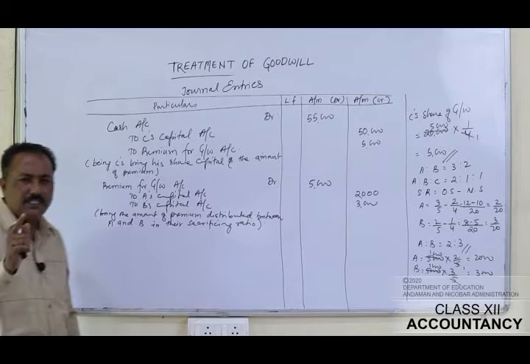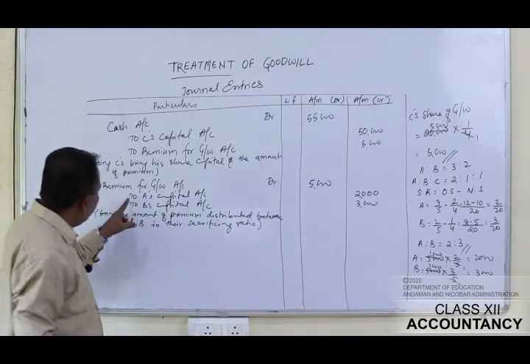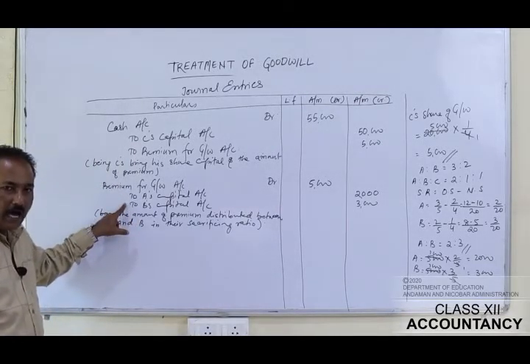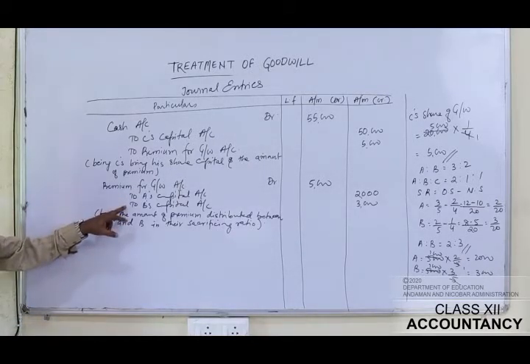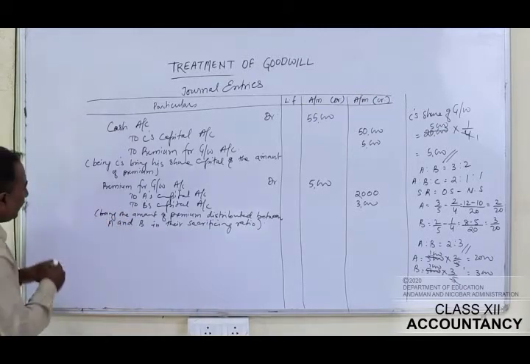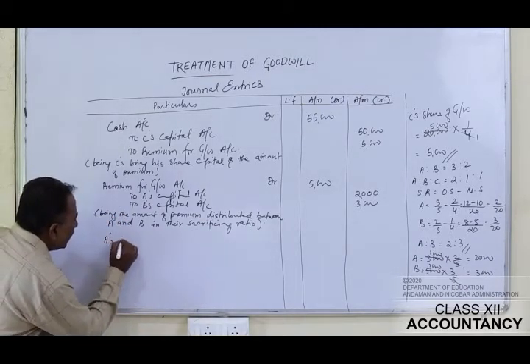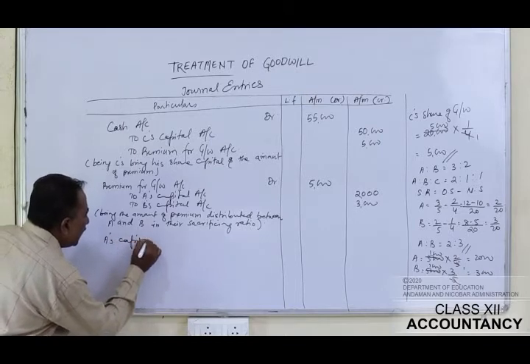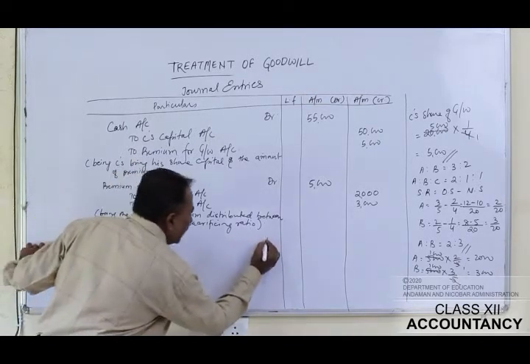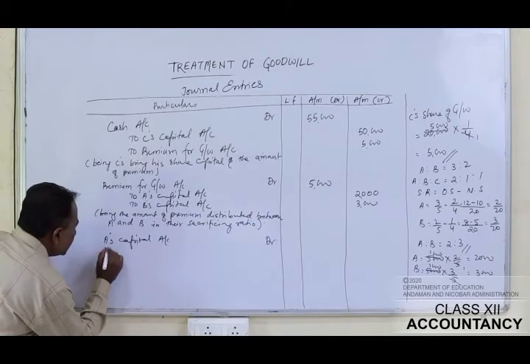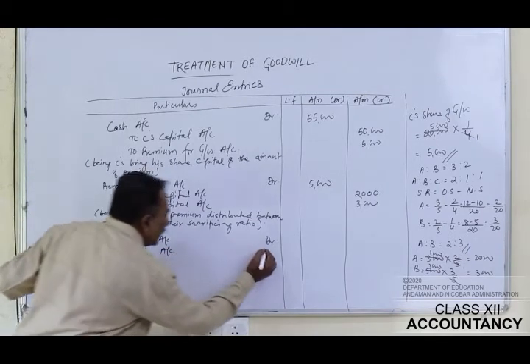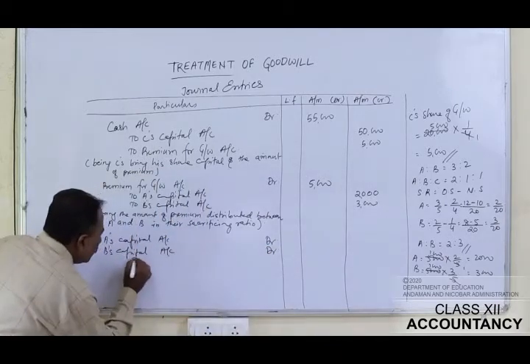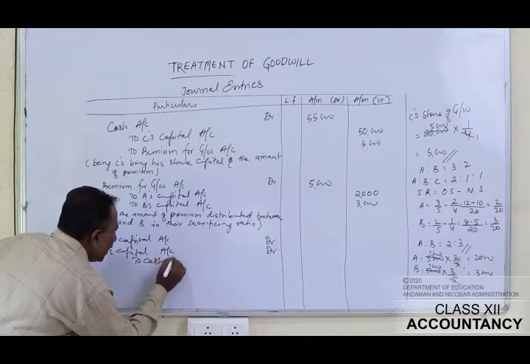The last information given in the question is that A and B, both of them, are withdrawing their share of the goodwill. When A and B are withdrawing their share of the goodwill, at that moment the general entry will be A's capital account debit, B's capital account debit to cash account.